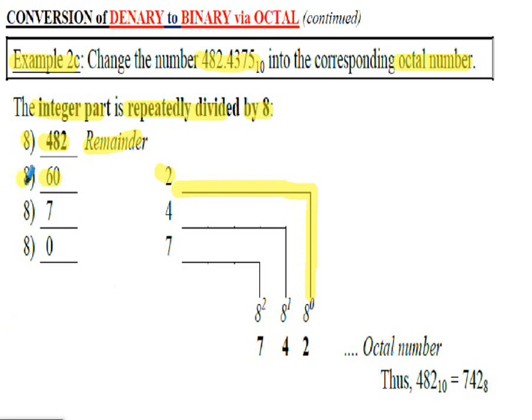We now divide 8s into 60, that goes completely 7 times because 8 7s are 56, and we get a remainder of 4. We write the 4 under the column heading of 8 to the 1. Continue our division process. 8s into 7 do not go, so we get a remainder now of 7. We write 7 under the column heading of 8 to the 2. So our octal number is 742. So in essence, 482 in base 10 can be written as 742 in base 8.